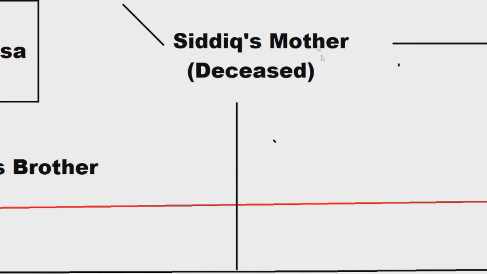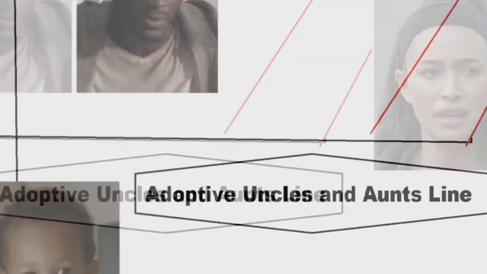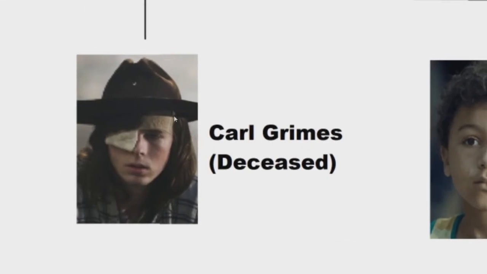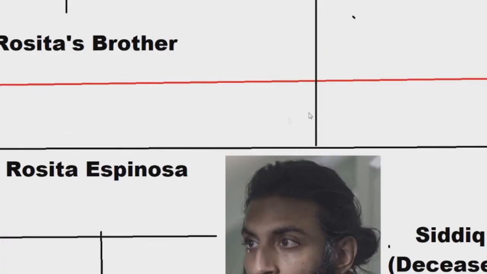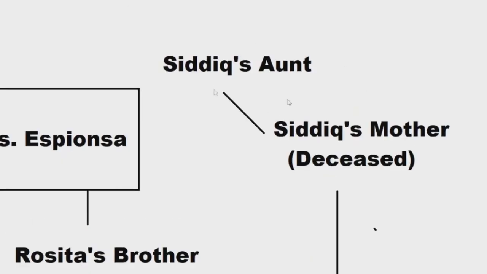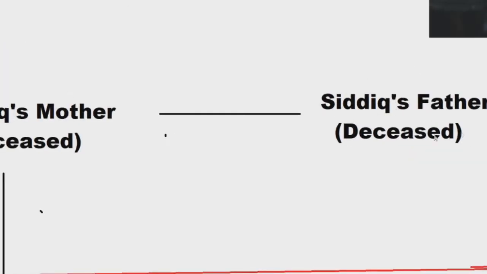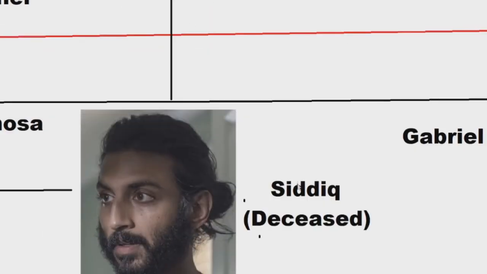And also is the direct result as to why Carl died, because Carl was bitten trying to help Sadiq honour his mother. And Sadiq also mentions he has an aunt and a father, so I included those guys on too.